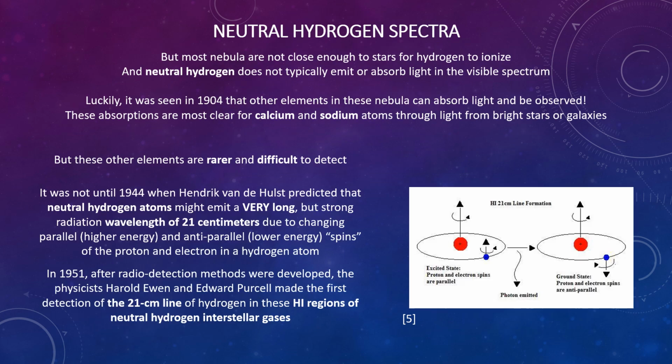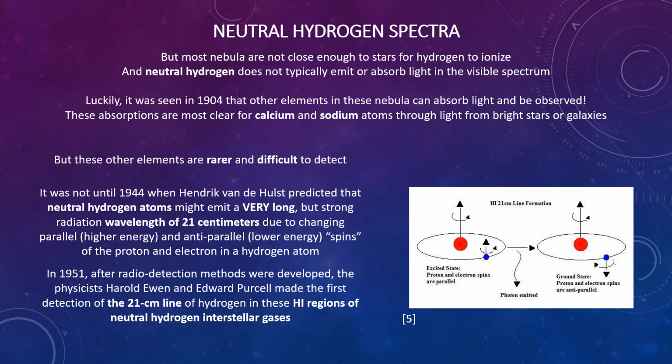However, most nebulas are not close enough to stars for the hydrogen to ionize, and so we have a lot of regions with neutral hydrogen. And neutral hydrogen does not typically emit or absorb light in the visible spectrum. However, it was seen in 1904 that other elements in these nebulae can still absorb light and be observed.